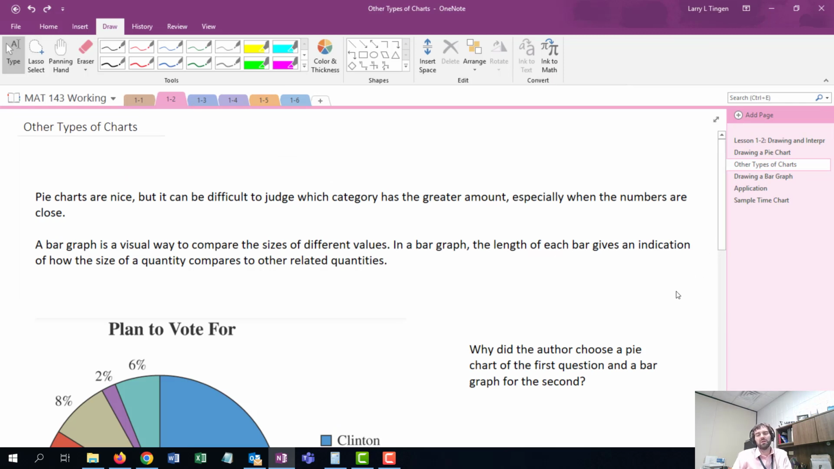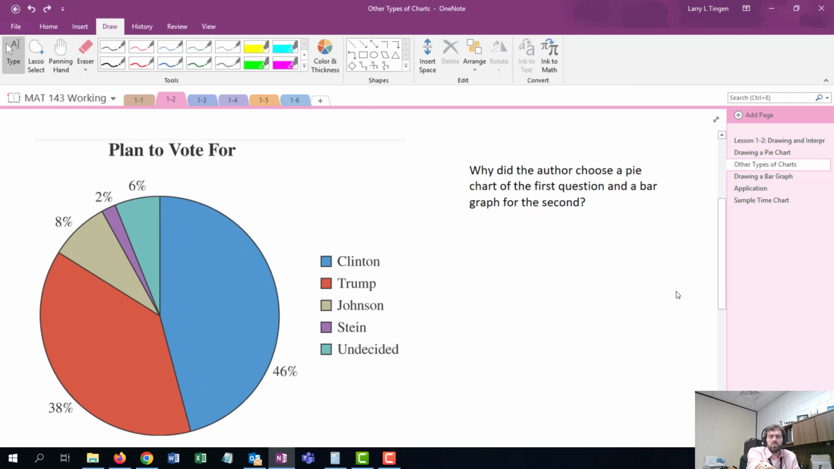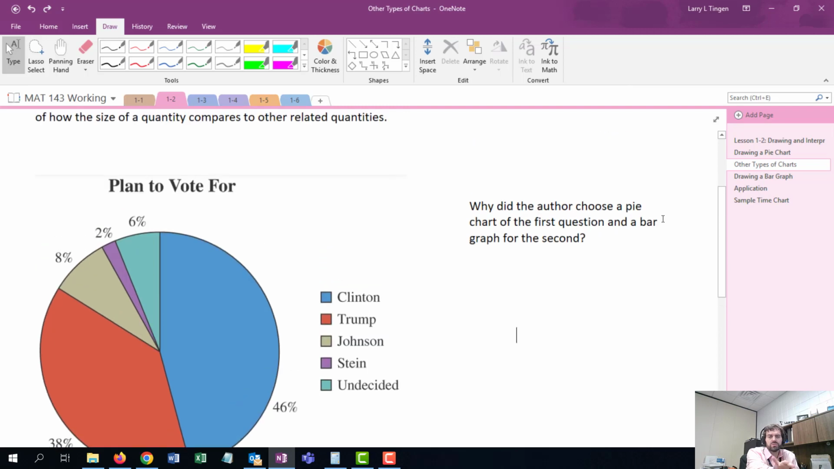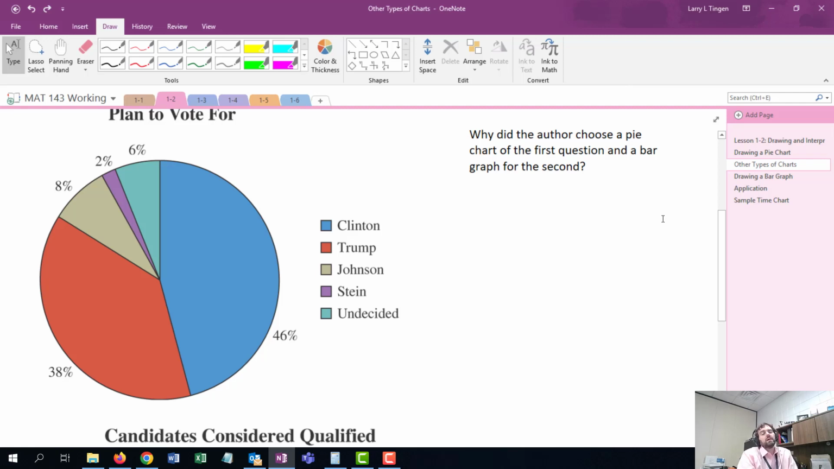So I'm going to show you an example of where sometimes a pie chart would be a good idea because of the way the problem is set up. Sometimes a bar chart would be a good idea. And then sometimes pie charts and bar charts don't work for certain questions. All right. So here is the first. This is from the 2016 election. These are surveys taken before. And we have, who do you plan to vote for? And we have our candidates. We have Clinton, Trump, Johnson, Stein, and then undecided. And you can see these numbers, they're laid out. That pie chart works out just fine.